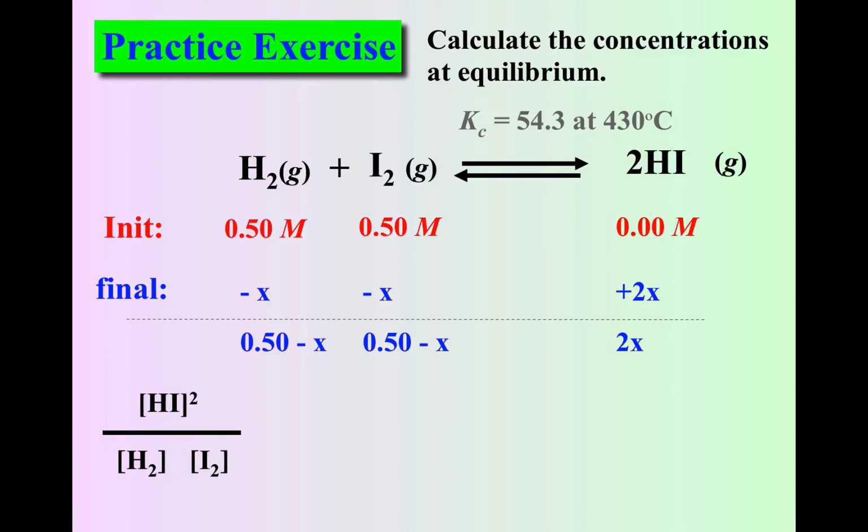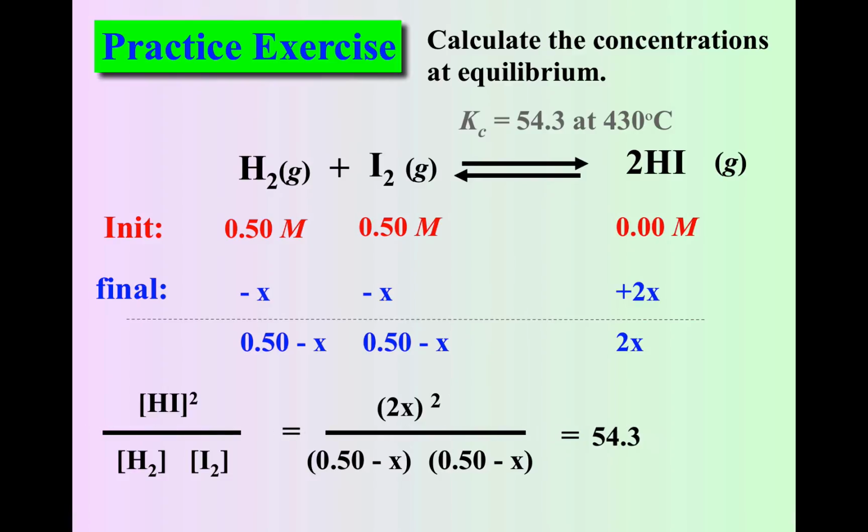So these are my equilibrium concentrations now. I can plug them into the law of mass action, right? 2X stands for the concentration of HI. I square that concentration. And I have the concentrations of the reactants both raised to the first power multiplied by each other, and I set that equal to the equilibrium constant. All right, so now the hard part is really just doing the math to solve it.